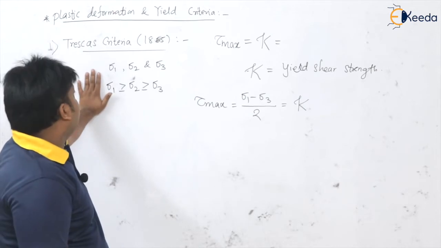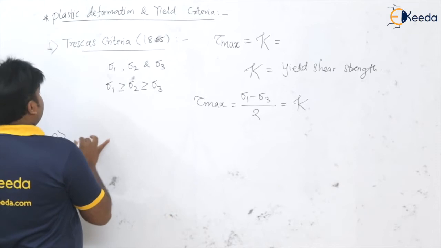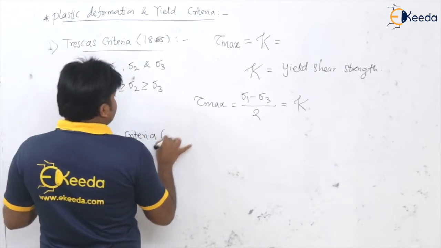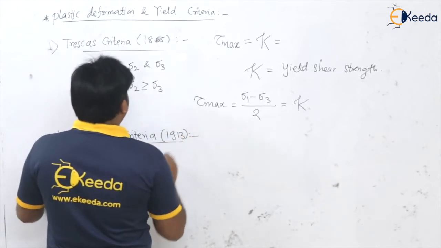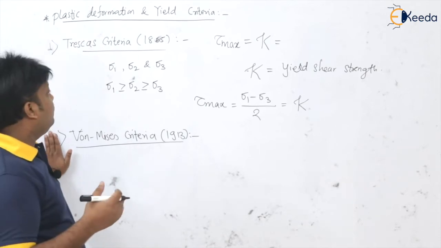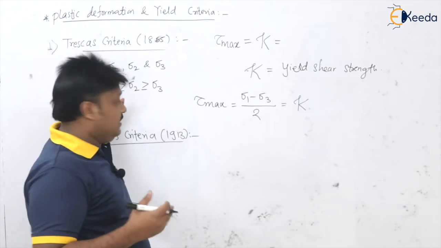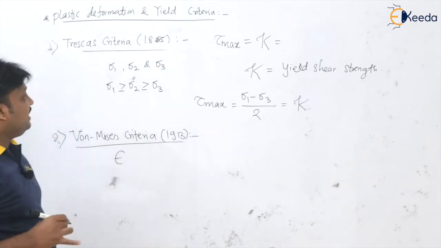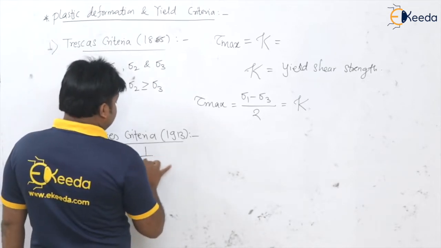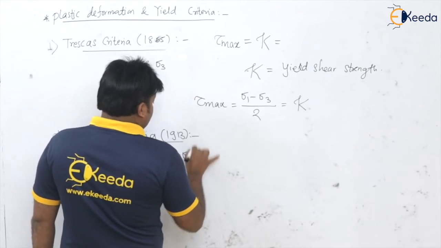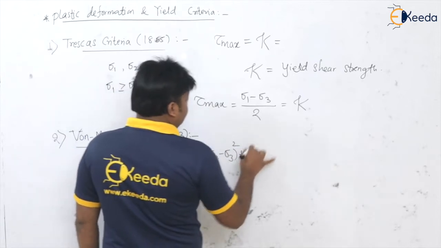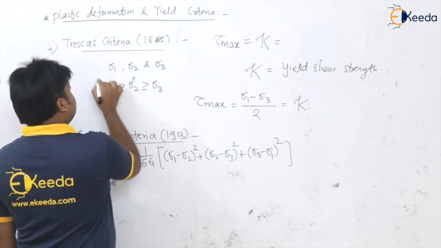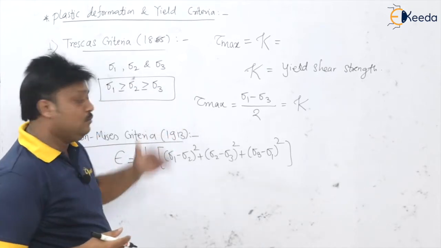Now, what does the von Mises criteria say, which was proposed in 1913? Here yielding is going to occur when the shear strain energy reaches a critical value. If epsilon is the strain energy per unit volume, it is equal to 1 upon 6G into the bracket (sigma 1 minus sigma 2) whole square plus (sigma 2 minus sigma 3) whole square plus (sigma 3 minus sigma 1) whole square. Of course, sigma 1, sigma 2 and sigma 3 are the principal stresses, such that sigma 1 is greater than or equal to sigma 2, which is greater than or equal to sigma 3.